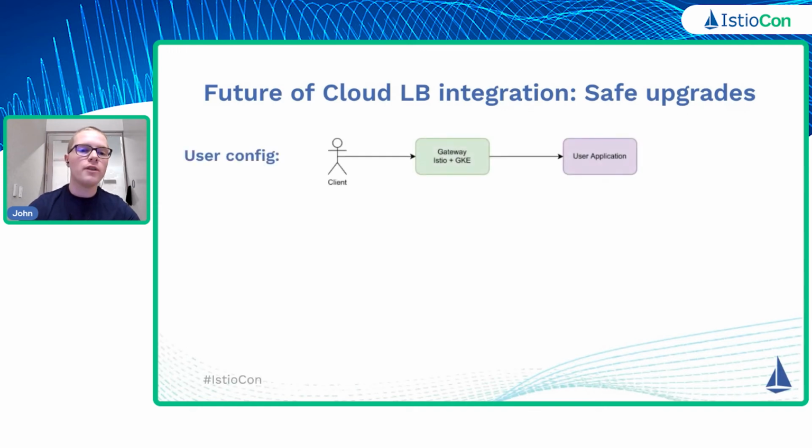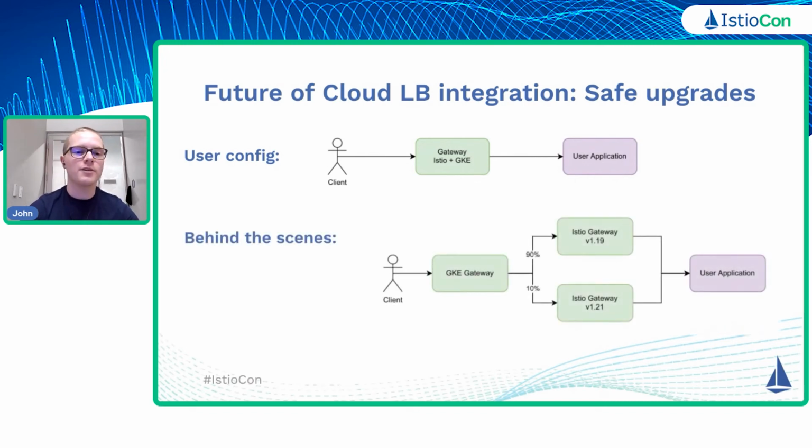So while the user config may just look like one single gateway, under the hood we have the possibility of spinning up multiple different versions of the Istio gateway. Because, like I mentioned earlier, the gateway actually creates different deployments under the hood. So one gateway could create two deployments of two different versions, and then also automatically configure the GKE gateway in front to do traffic splitting.